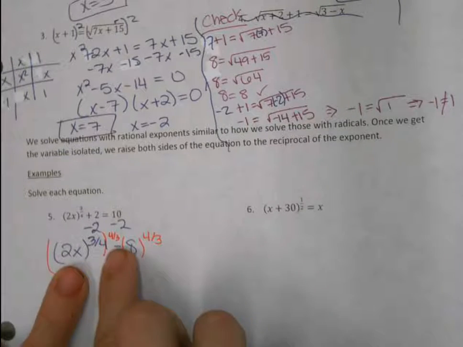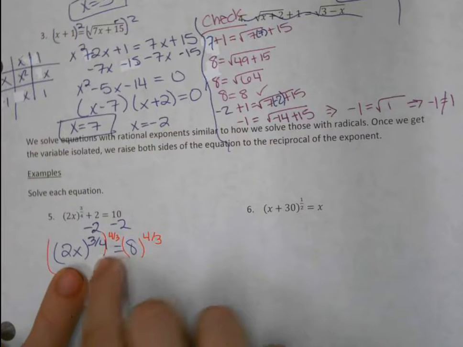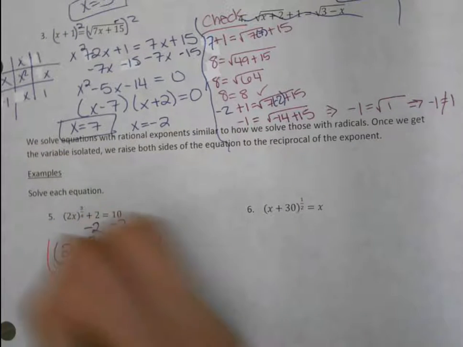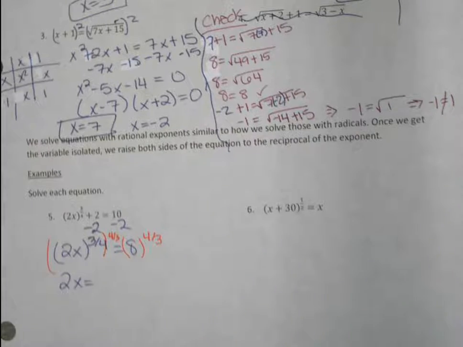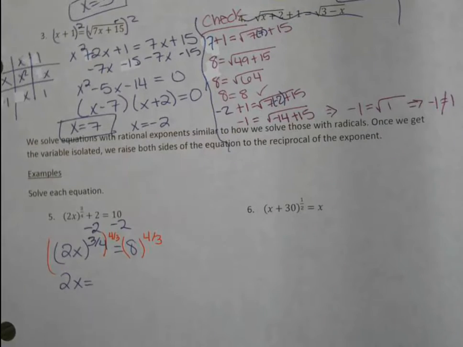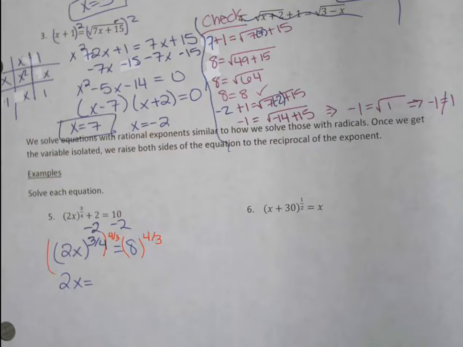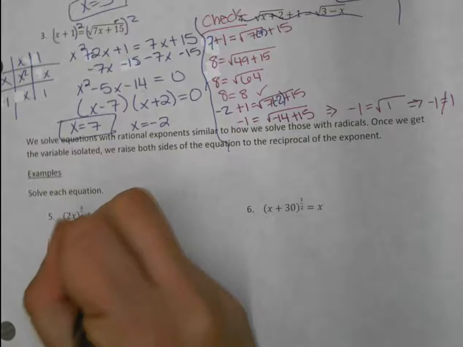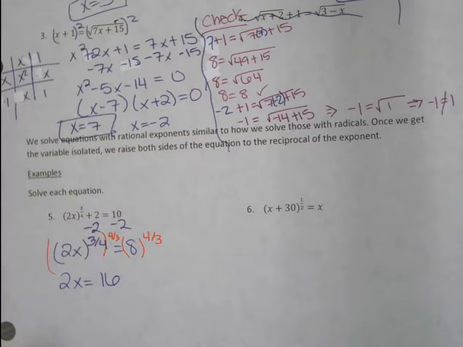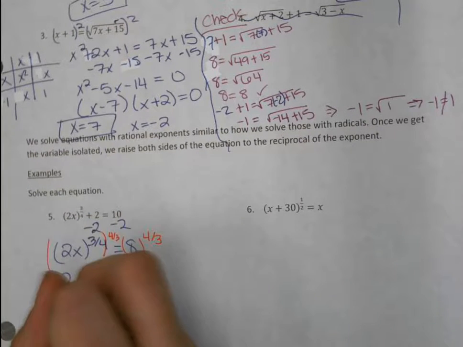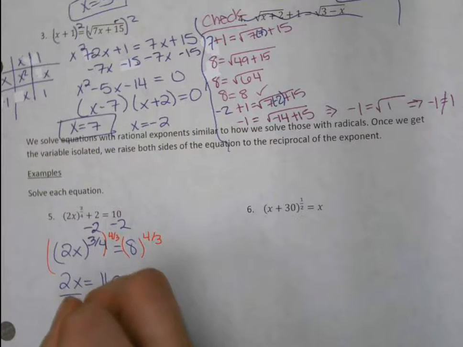This one cancels out. I'm doing the opposite of this. So then it's just 2x equals the other side. But why isn't it like this? I can do it that way. But how is it the same? Because radicals are the same thing as the fraction exponents. Okay, so 8 to the 4/3 is 16. Then divide both sides by 2 and x equals 8.